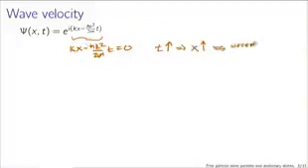If I continue along these lines, it's clear that in this case, if t increases, this part of this expression is getting more negative. This part of the expression has to get more positive. So that means x has to increase as well. So as t increases, x increases. That means this wave is moving to the right.